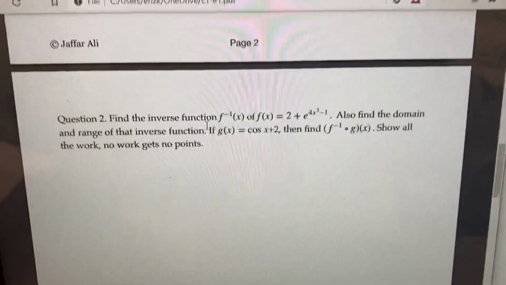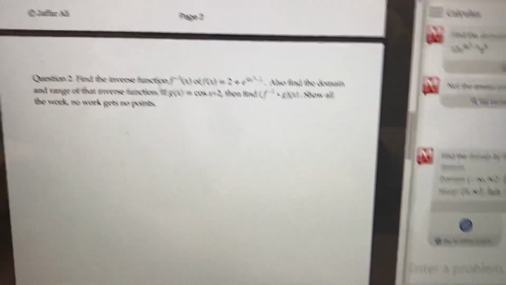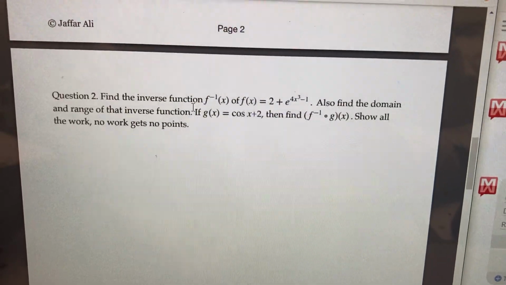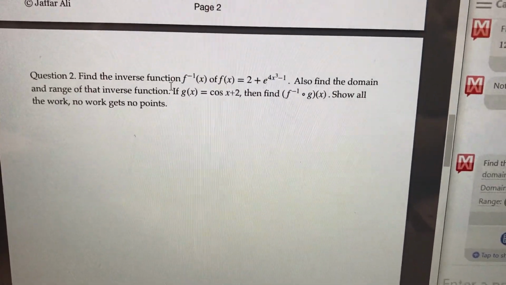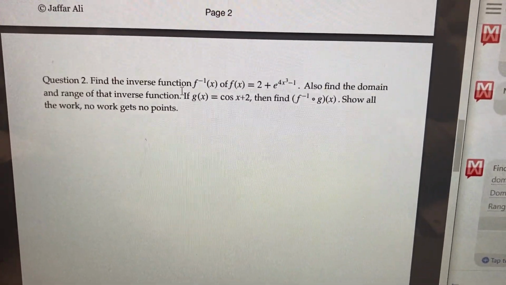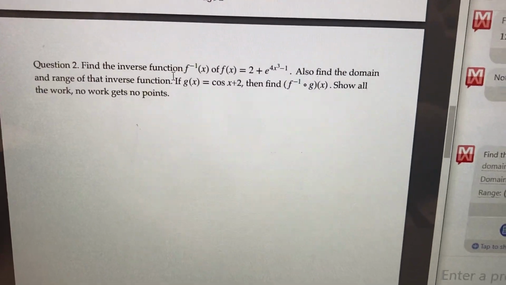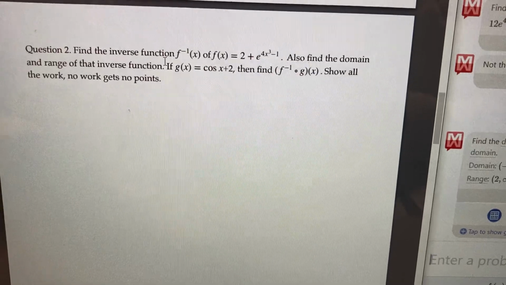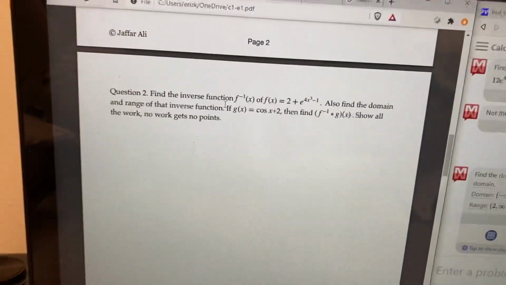Okay, now the next question asks you to find the inverse of the function f of x equals 2 plus e to the power of 4x over 3 minus 1. It also asks you to find the domain and range of that inverse function. And it says if g of x equals cosine x plus 2, find f inverse of g of x. So let me write down the function that we have to find the inverse of.